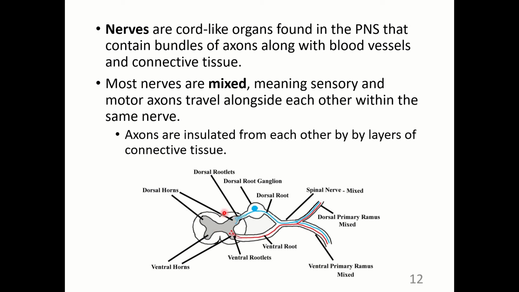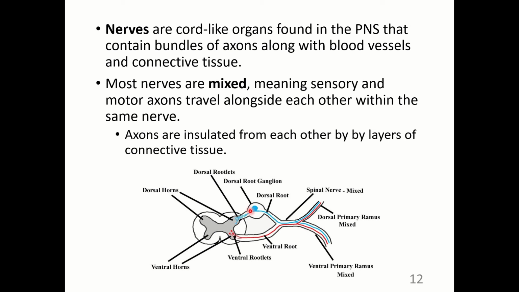In the spinal cord, we have areas that receive sensory input. These are the dorsal horns. And then we have areas that send out motor output. These are the ventral horns.